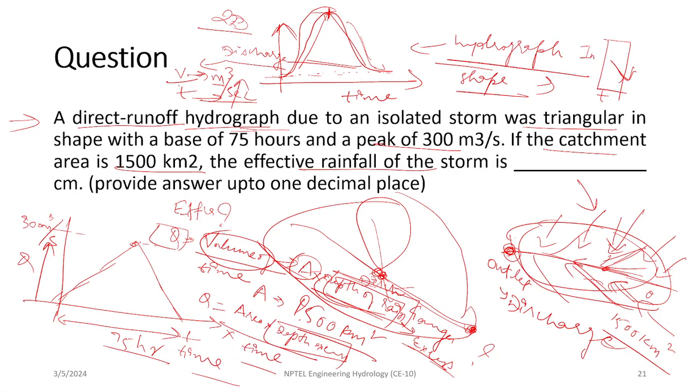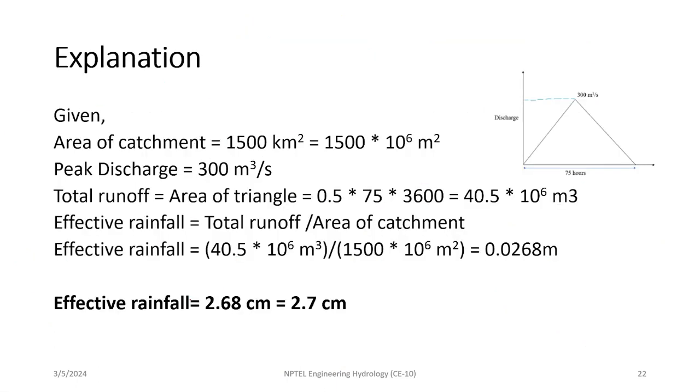Or in other terms, you can also compute this by taking the entire area of this triangle. We can also get the volume. There is a second approach I am just mentioning here. If we multiply Q with time, if I take the entire area of this graph, what will it give? It will give the volume of water which has been accumulated at the gauging point.